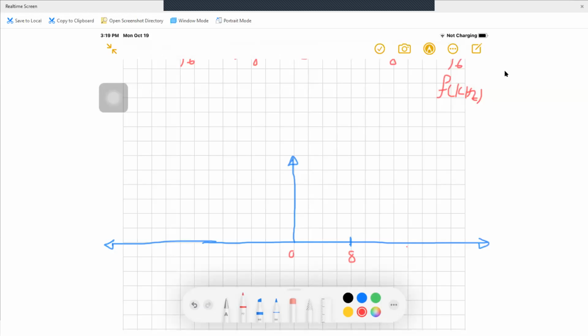0, 8, and this will be the 16. 1, 2, 3, 4. Minus 8, and this will be the minus 16. I'm going to use different colors to illustrate what's going on. Now, first frequency component will lie where?